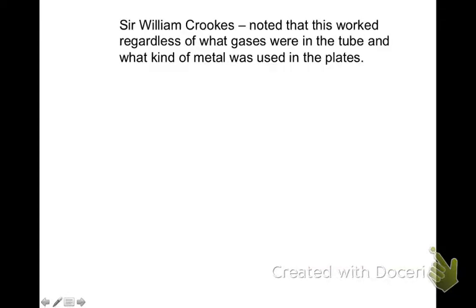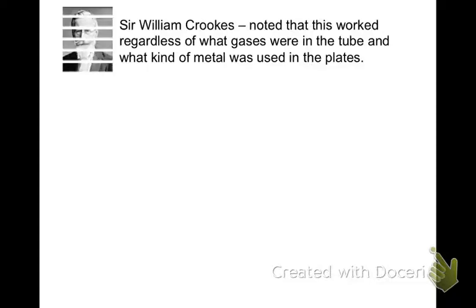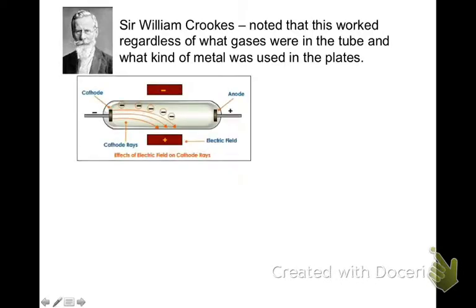Sir William Crookes played around with this Crookes tube and noted that this worked regardless of what gases were in the tube and what kind of metal was used in the plate. You might be wondering, what worked? What you'd see is a glowing ray that would go across the tube. Normally, without any interference, that cathode ray would just go straight across.